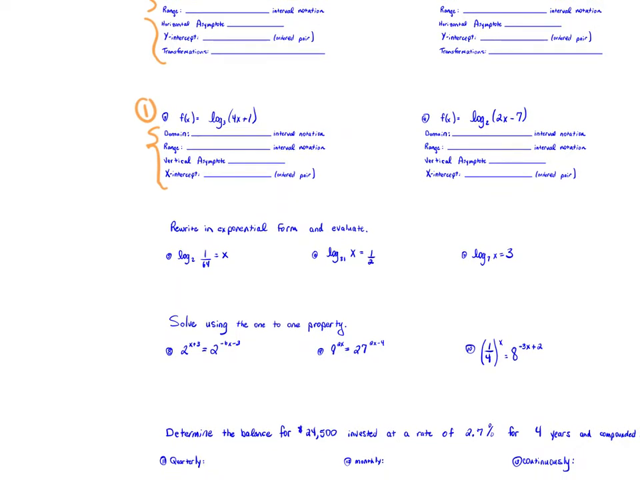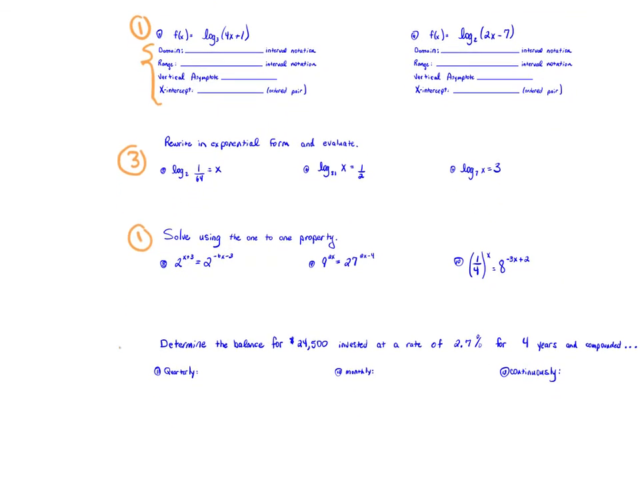You're going to have 3 questions that ask you to put it in exponential form and evaluate. You'll have 1 that you have to solve using the one-to-one property, and then you'll have 2 questions with compounded interest. So there's kind of a lot of questions, so you guys just have to make sure you know your stuff so you can work diligently for your quiz.